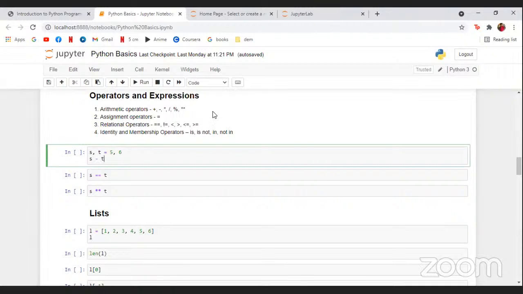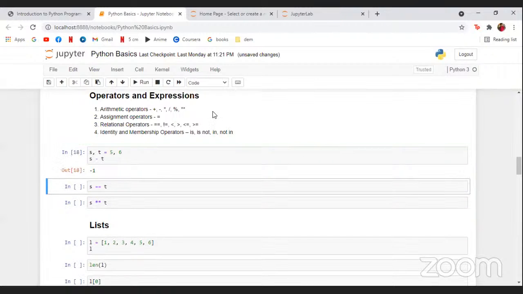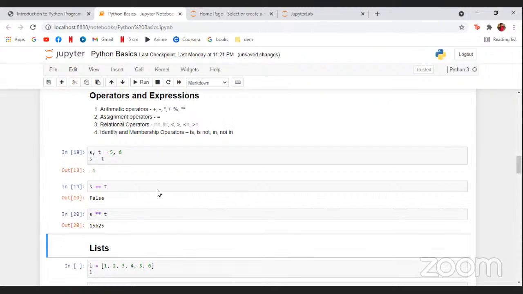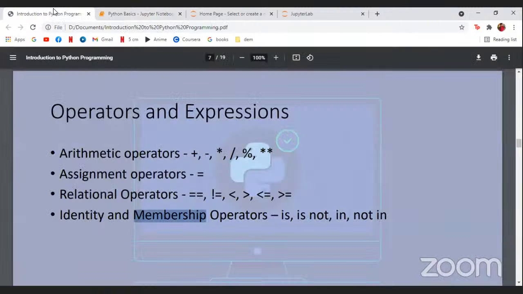So this is just how you use operators. If I say s is 5 and t is 6, s minus t should give me -1. And is s equal to t? It's not, so I get false. And s to the power t is this huge number. That is 5 to the power 6, right?